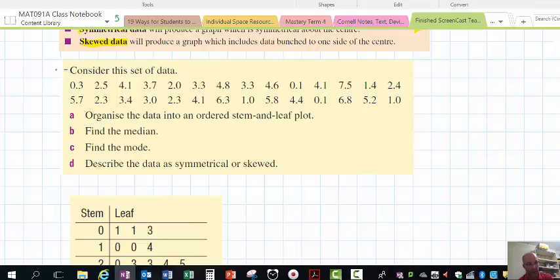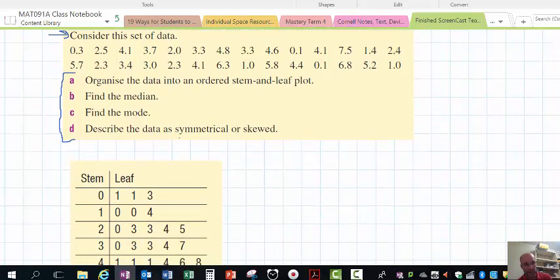Let's look at an example here. This one's a little bit different because we're not looking at units and tens, we're looking at units and tenths. Alright, we have decimals in other words. So we've got some instructions here. We have to organise the data into a stem and leaf plot, then find the median, the mode, and describe whether it's symmetrical or skewed. So we have 4 things here.